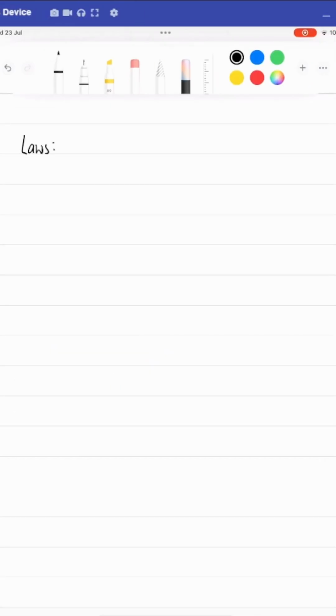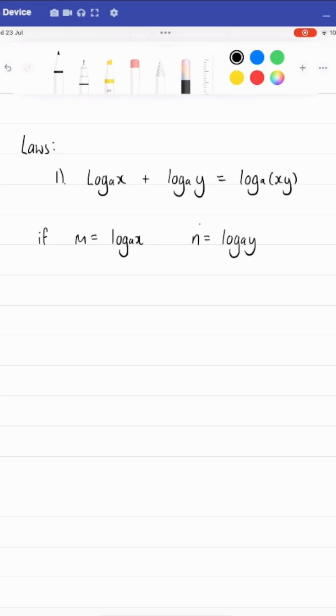Now let's have a look at the rules for logarithms. If you add two logs with the same base, that is the same as multiplying the values in the log. You can see this in the proof if we set m to the log of m with base a and n to the log of y with base a.